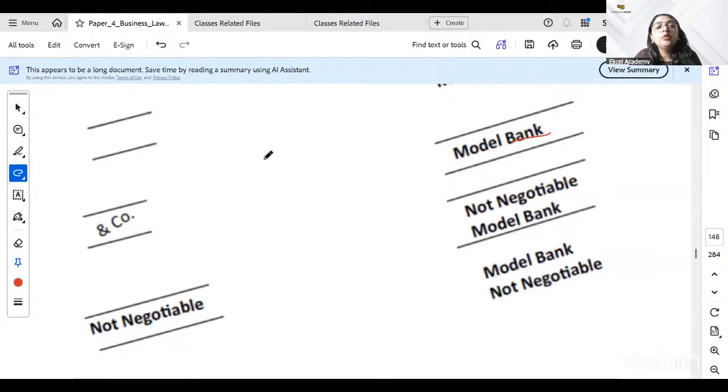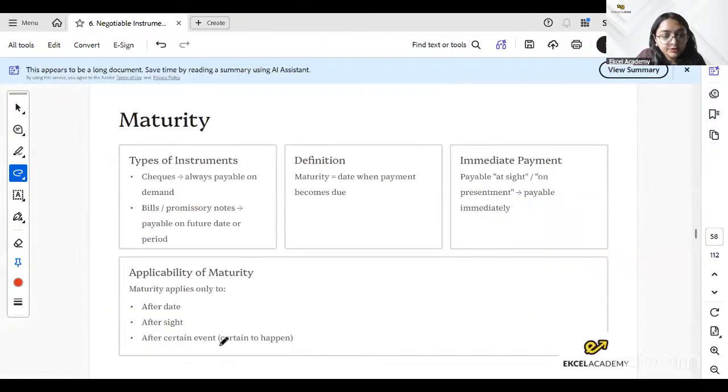All right. So I hope you are clear with the concept of crossing. The next concept is that of maturity, which we will be studying. Now, just allow me a moment before we proceed with understanding maturity.